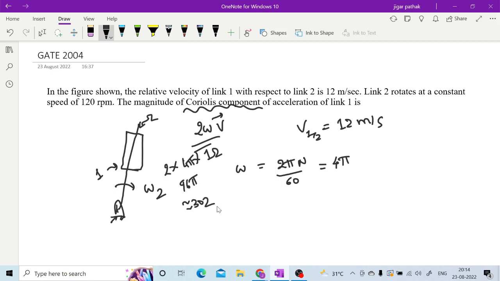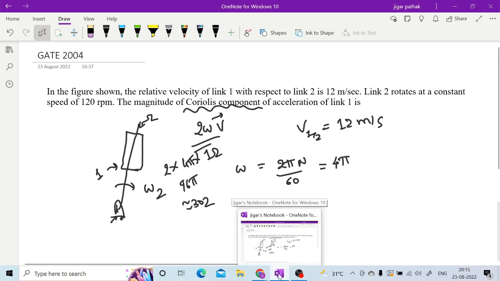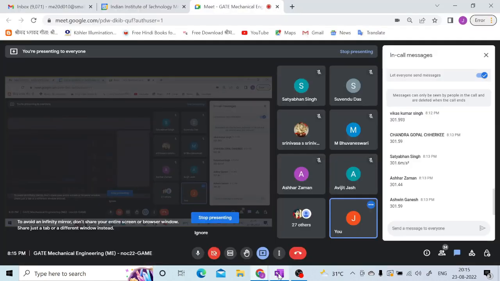So 96 pi will come around 302, as many of you have answered correctly. Sir, direction of Coriolis component will be along the tangential direction only. Yes. Okay, now let us go to the next question.